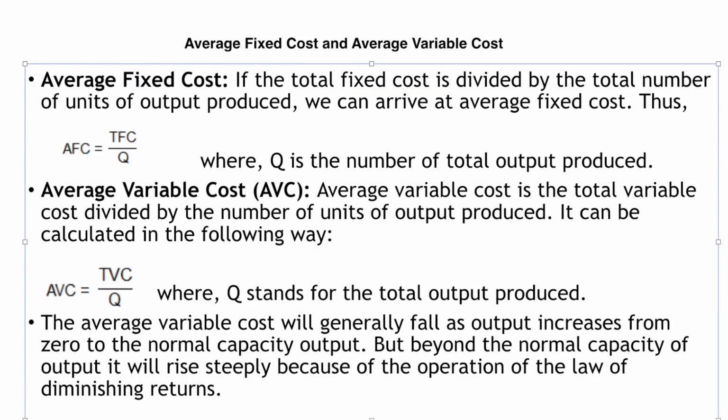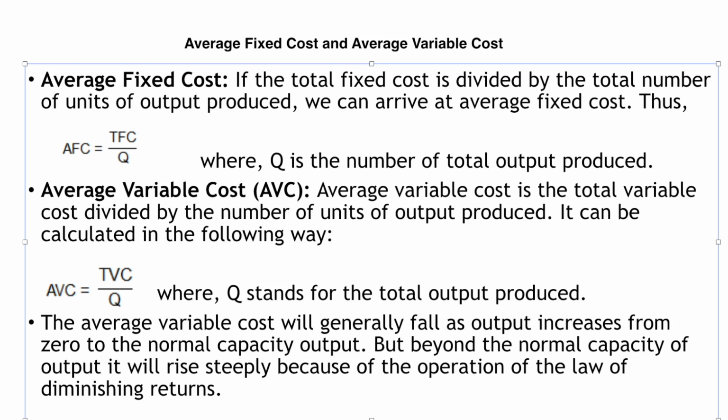Now, what are these average fixed cost and average variable cost? Average fixed cost, okay, let us discuss the concept. If the total fixed cost is divided by the total number of units of output produced, we can arrive at average fixed cost. Thus, AFC is equal to TFC by Q, where Q is the number of total output produced. AFC represents average fixed cost and TFC represents total fixed cost.